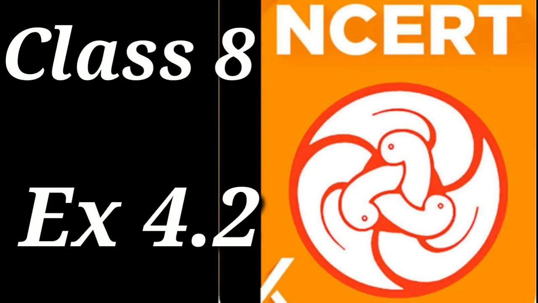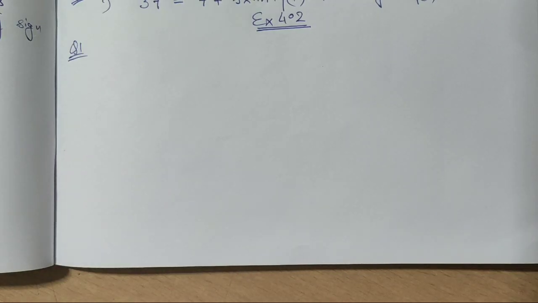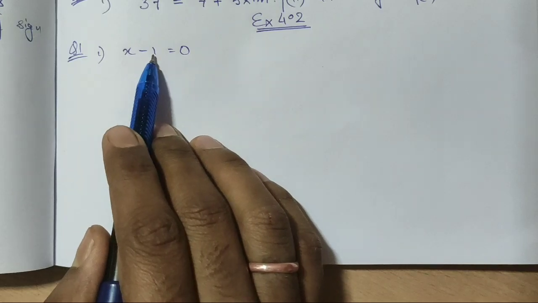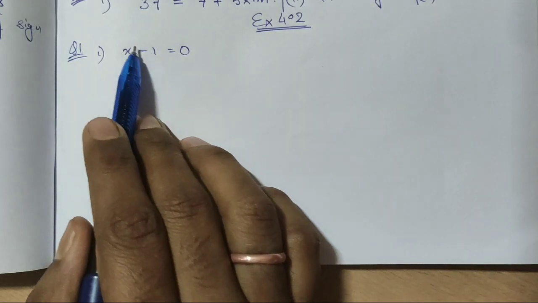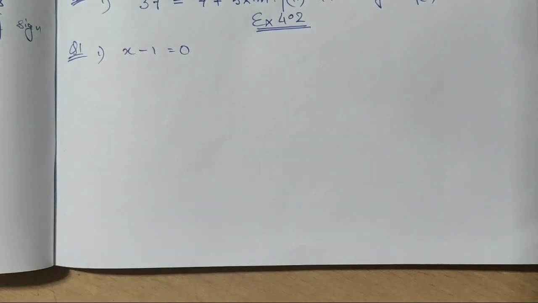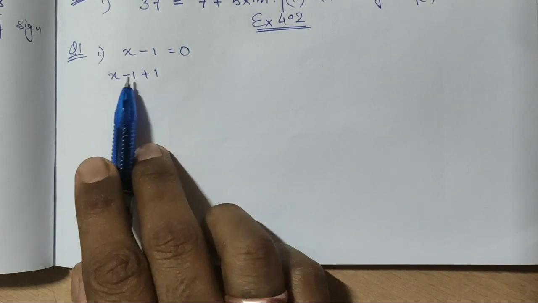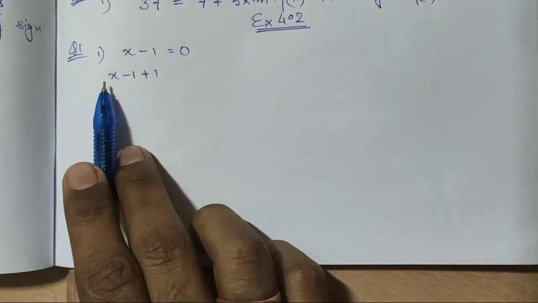Hello everyone, let us start exercise number 4.2 of class 7 NCERT. Question number 1: we need to solve the equation and write the first step. In this, what we will do actually, this is minus 1, right? We want to separate x from minus 1. So what should be done? We will add 1 so that this 1 gets cancelled and x will be alone.